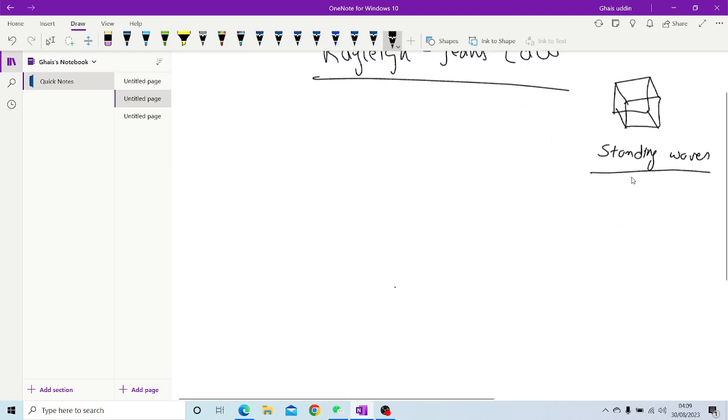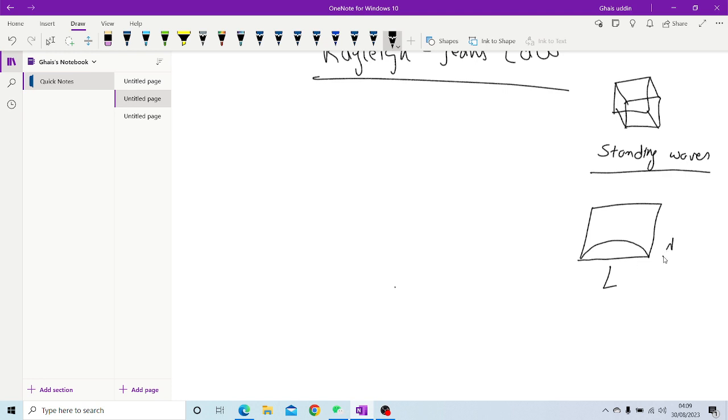So for this calculation, we will consider the one-dimensional box of length L, and let's suppose there is a standing wave like this, and this is half of a full wave. So lambda is a full wave, so we will divide this by 2. So this is the half standing wave.